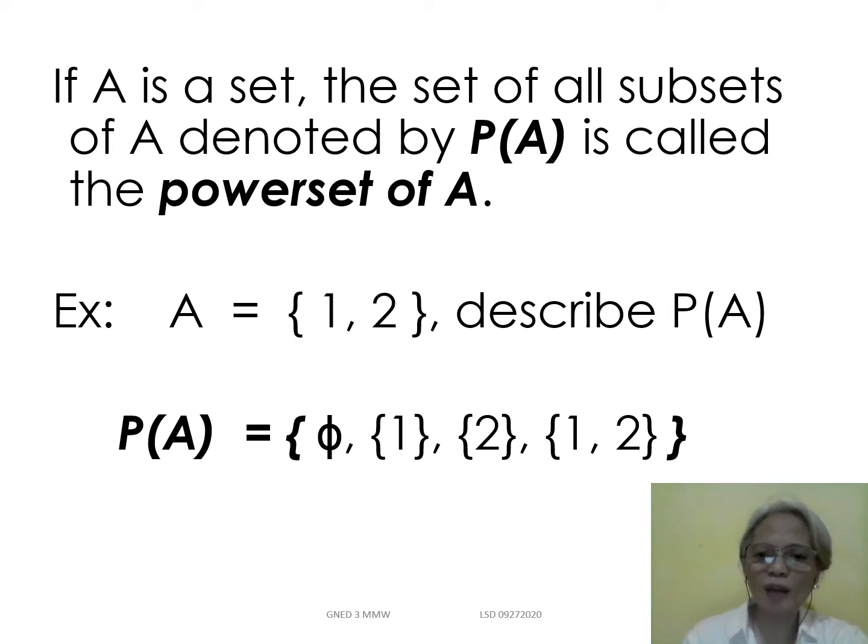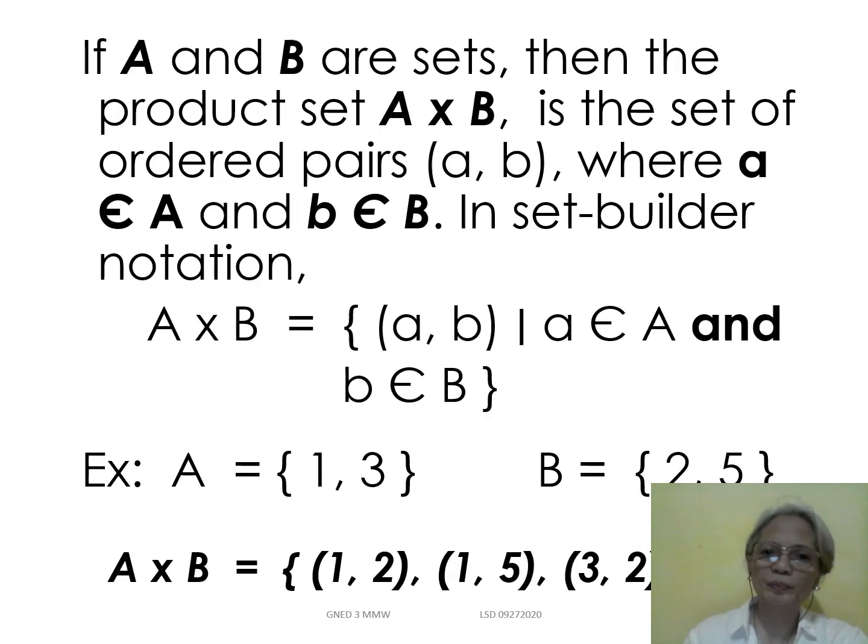So here we have 4 elements, so there are 4 subsets of this set. The empty set, the set which contains the element 1, the set which contains the element 2, and the last subset which contains all the elements of the given set. So this is the power set of the given set.